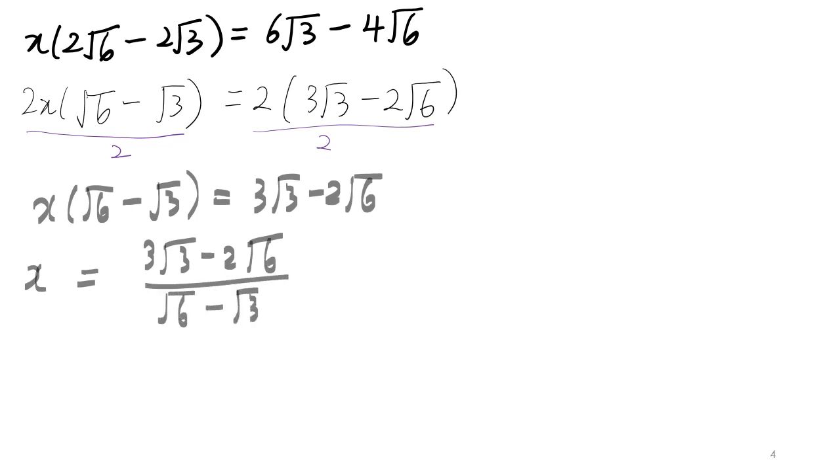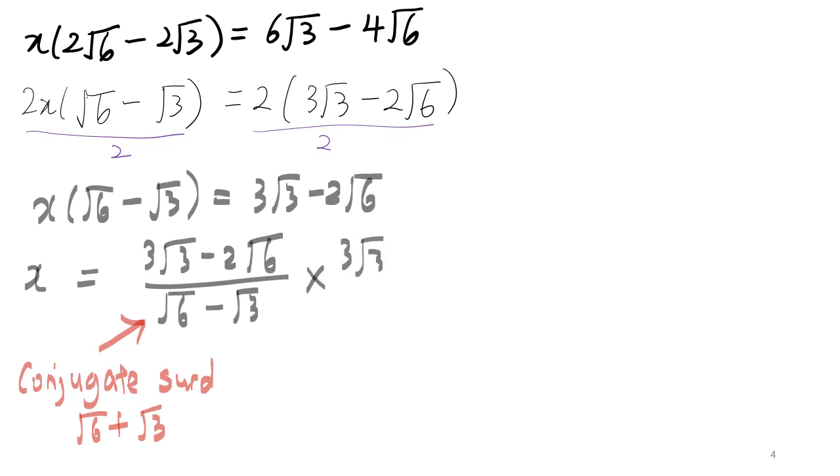Alright, so now we're ready to rationalize the denominator. So we need to rationalize it with the conjugate surds. So the conjugate surds will be square root 6 plus square root 3. Okay, so now we're all ready to do it. So we can multiply with square root 6 plus square root 3 at the numerator, also at the denominator.